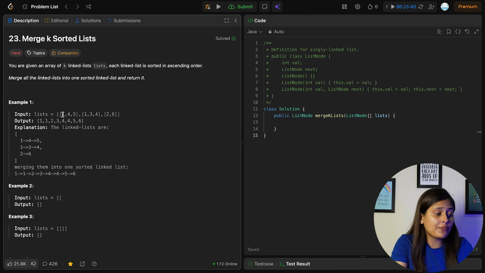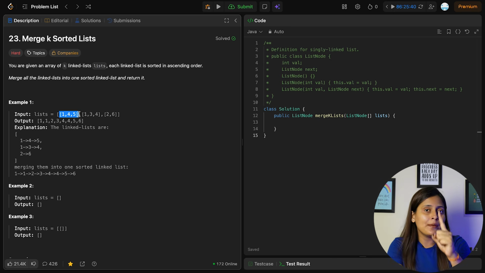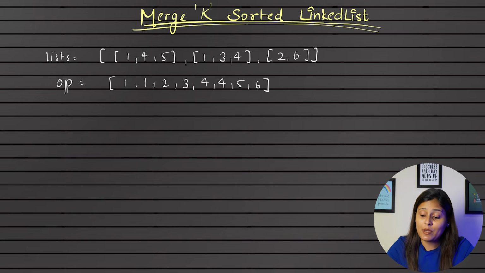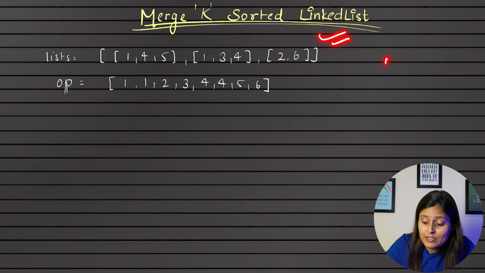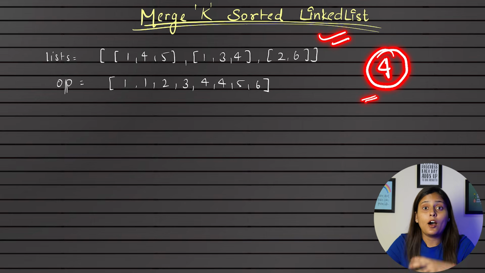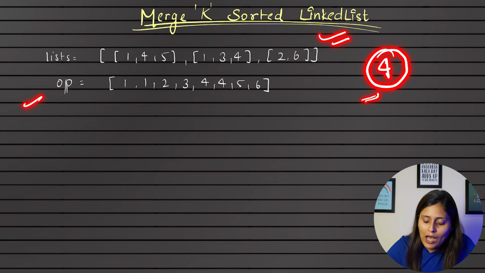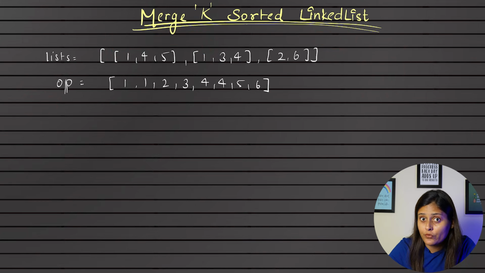Okay, so all the linked lists are already sorted. Now our task is to merge everything and make a single linked list. Remember, in this question we will see 4 different approaches to solve the same problem, and the very first approach will be the brute force approach. Suppose you don't know how to merge two sorted linked lists, which is a prerequisite of this video.